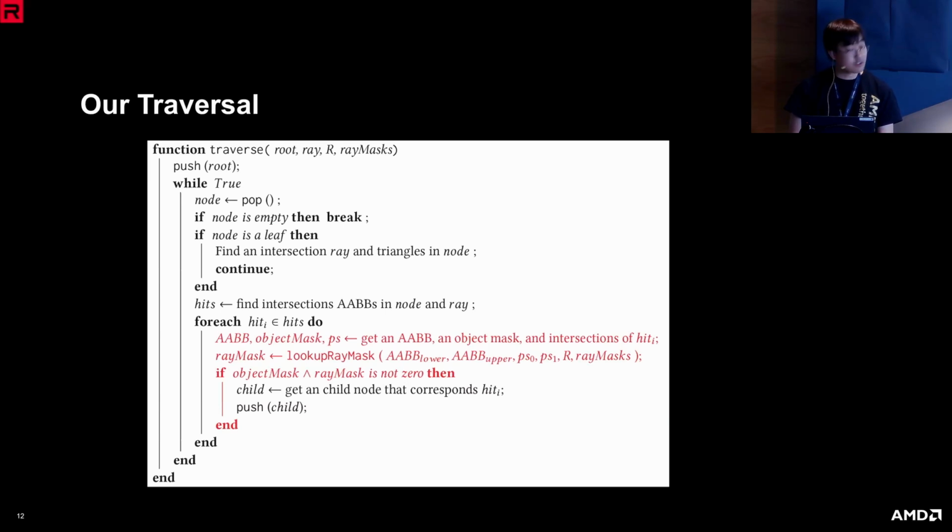Just add an extra condition before pushing an intersected child. First, get the object mask from the AABB. Second, build the ray mask from the hit point on the AABB. Finally, we take the bitwise AND operation with them. If there is no overlap, then we can skip the child earlier.